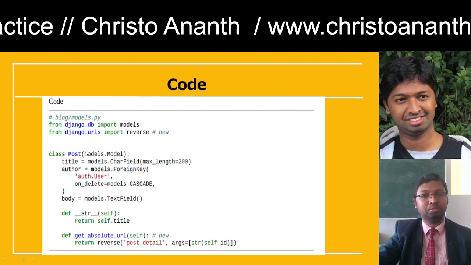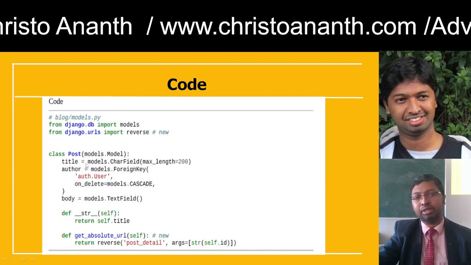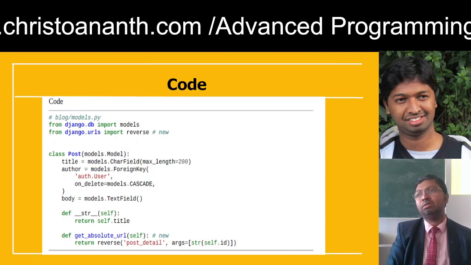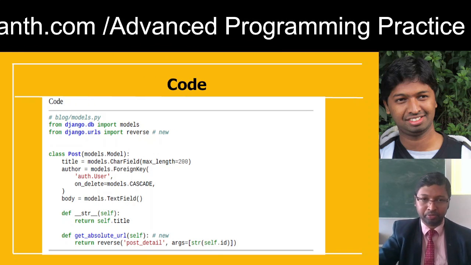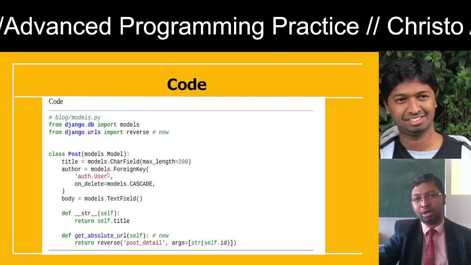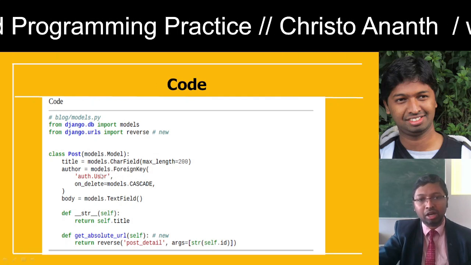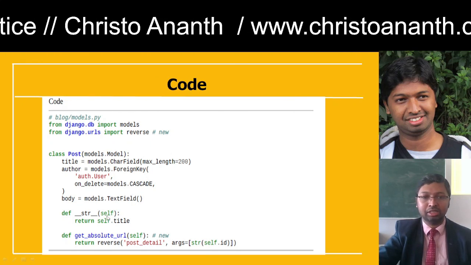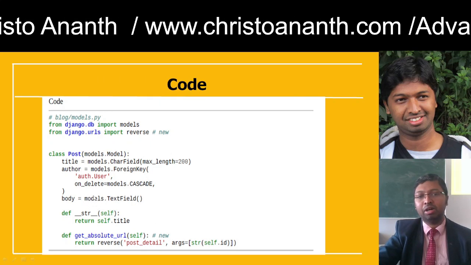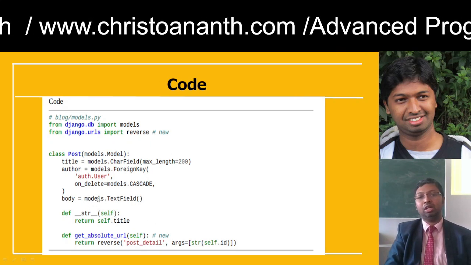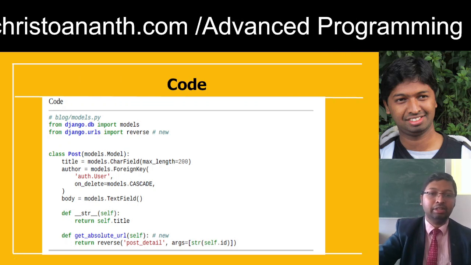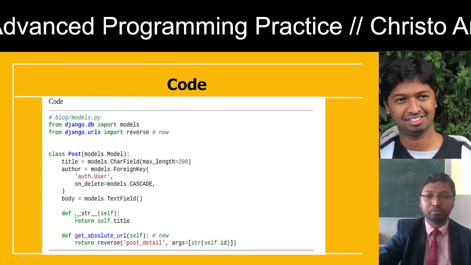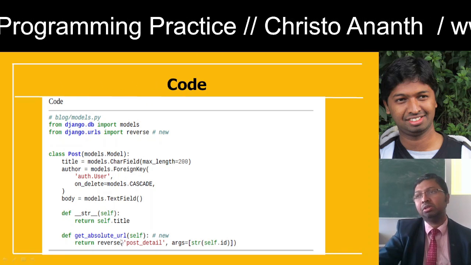And within the class Post(models.Model), you will have title, which is nothing but models.CharField. You specify the maximum length of the character field to be 200. Then for the author, you will have models.ForeignKey, to auth.User, and on_delete you will have models.CASCADE. Then the body, you'll have models.TextField because we are entering only text, and then define the __str__ method of self, return self.title.